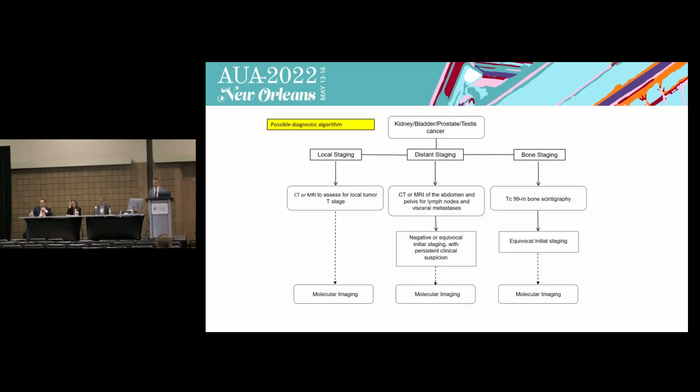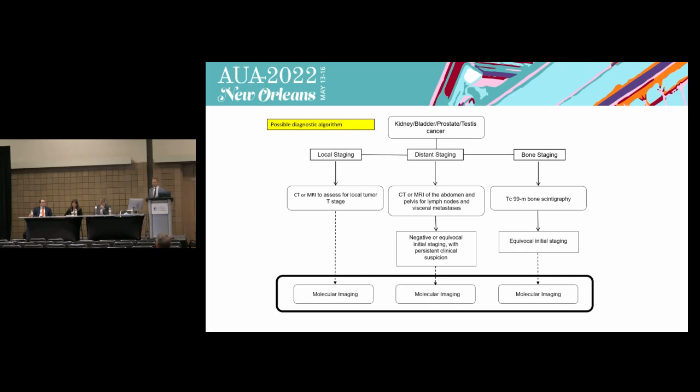Briefly, to get started, the whole idea of molecular imaging can be brought into a diagnostic algorithm for local staging, distant staging, and even bone staging in the diseases that we'll talk about today, including kidney, bladder, prostate, and testis. Most conventional imaging is part of standard of care guidelines, but that bottom row there of molecular imaging can probably be moved up or incorporated into your algorithm in some form, and our experts today will go over the details of where that may fit into your clinical practice.